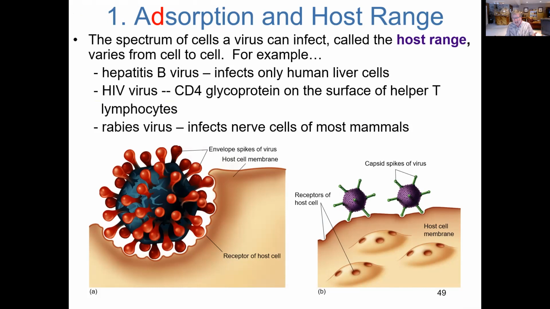So again, back to this idea of host range. Rabies viruses, you may have heard of this before. If an animal is thought to be rabid, and they want to confirm the rabies in the animal, they send the brain to the lab to be examined, because it's the brain, the nerve cells in the brain, that the rabies virus gets into. So you get the idea. Certain kinds of viruses target certain kinds of cells.